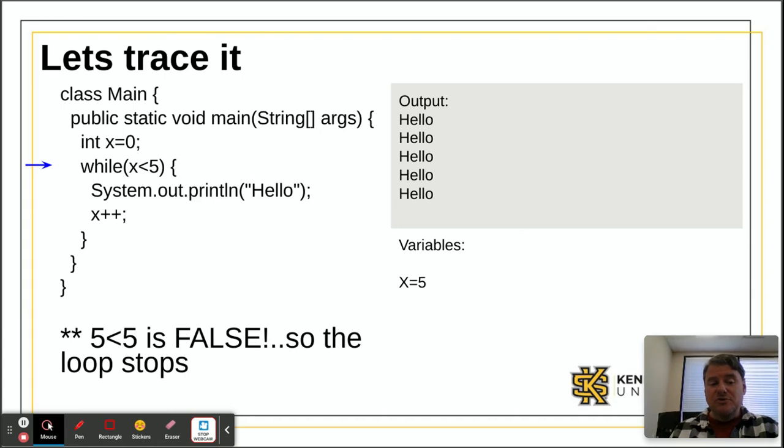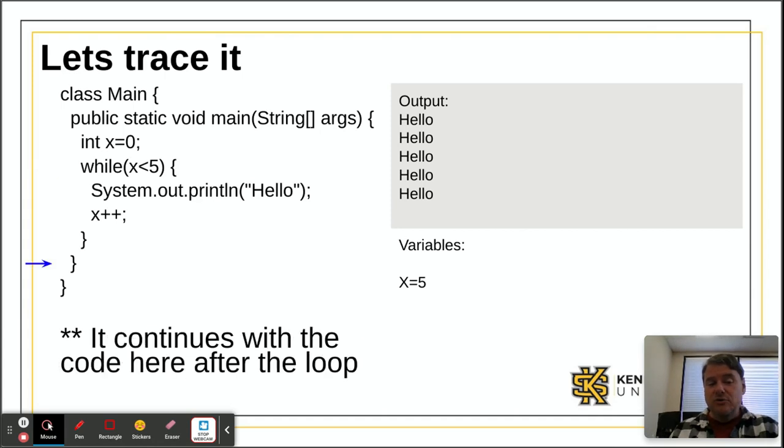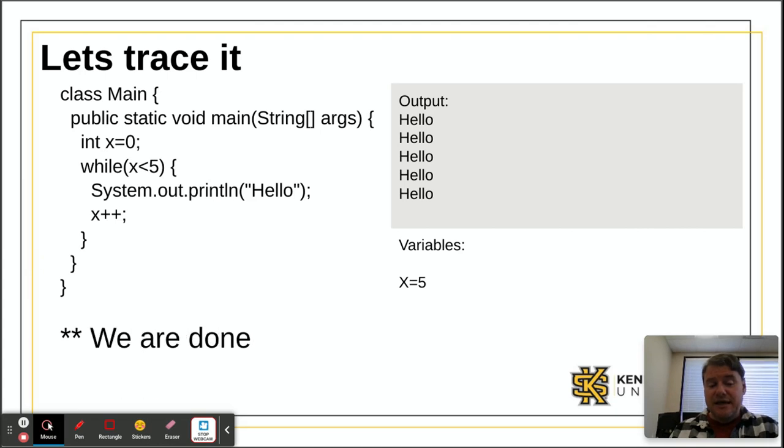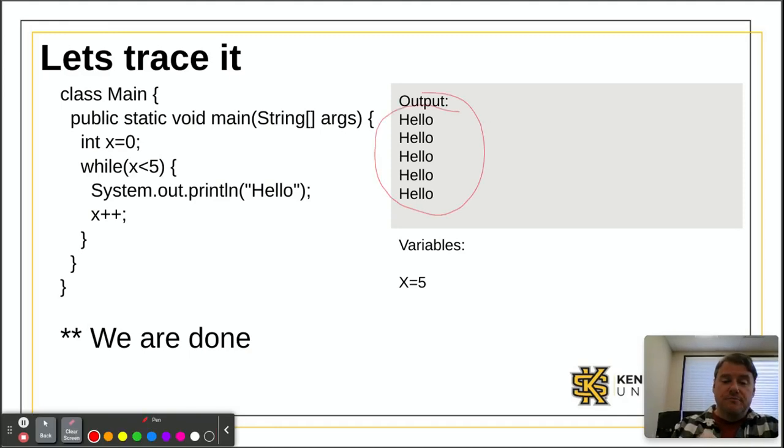So watch where the arrow goes. It doesn't go back into the loop. It goes down to the line after the loop. And then at that point, if there's any more code down there, we do that. But in this case, that's the end of the main method and the end of the class, so we're actually done. And the final output of this was we got 5 hellos.